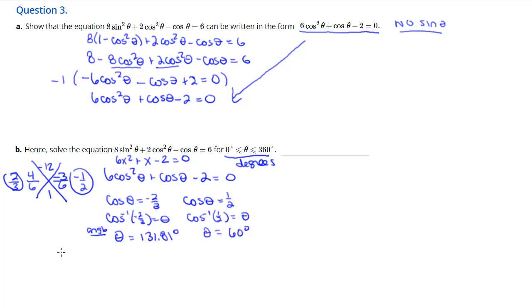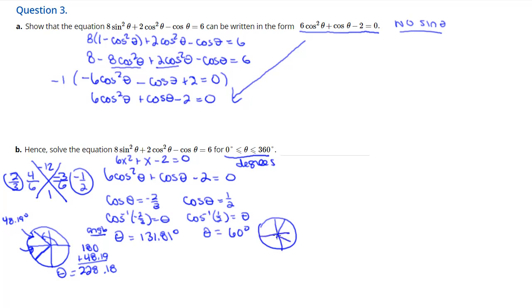All right, so now all I got to do is do my quick sketch. I got 131. That's going to be over in the second quadrant. I do know that the other one is going to be down here across the x-axis. And so I got to find the reference angle. And so all I do is take it and subtract from 180, and I find out it's 48.19. And now to find the other angle, I'm going to add 180 to 48.19. And that's going to give me 228.18.